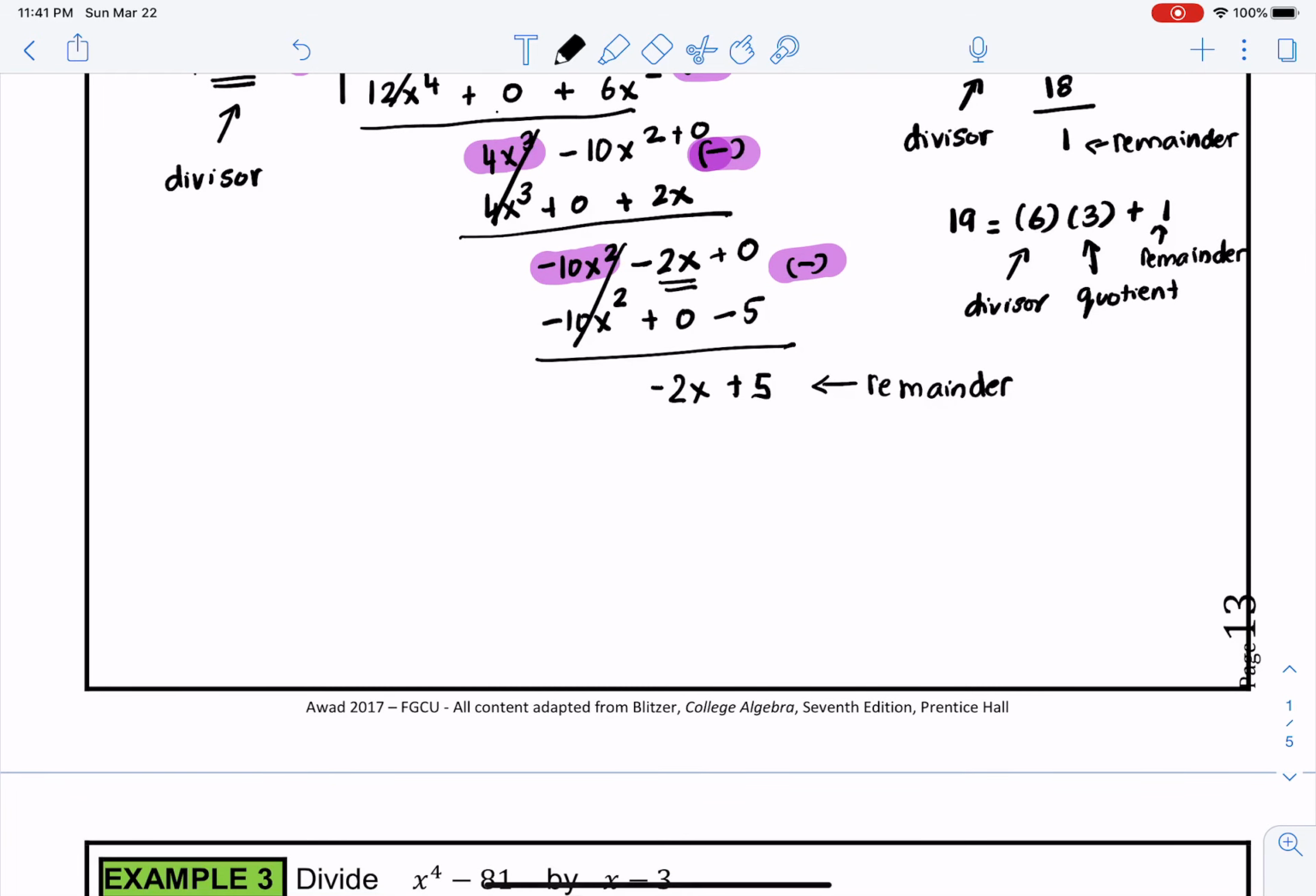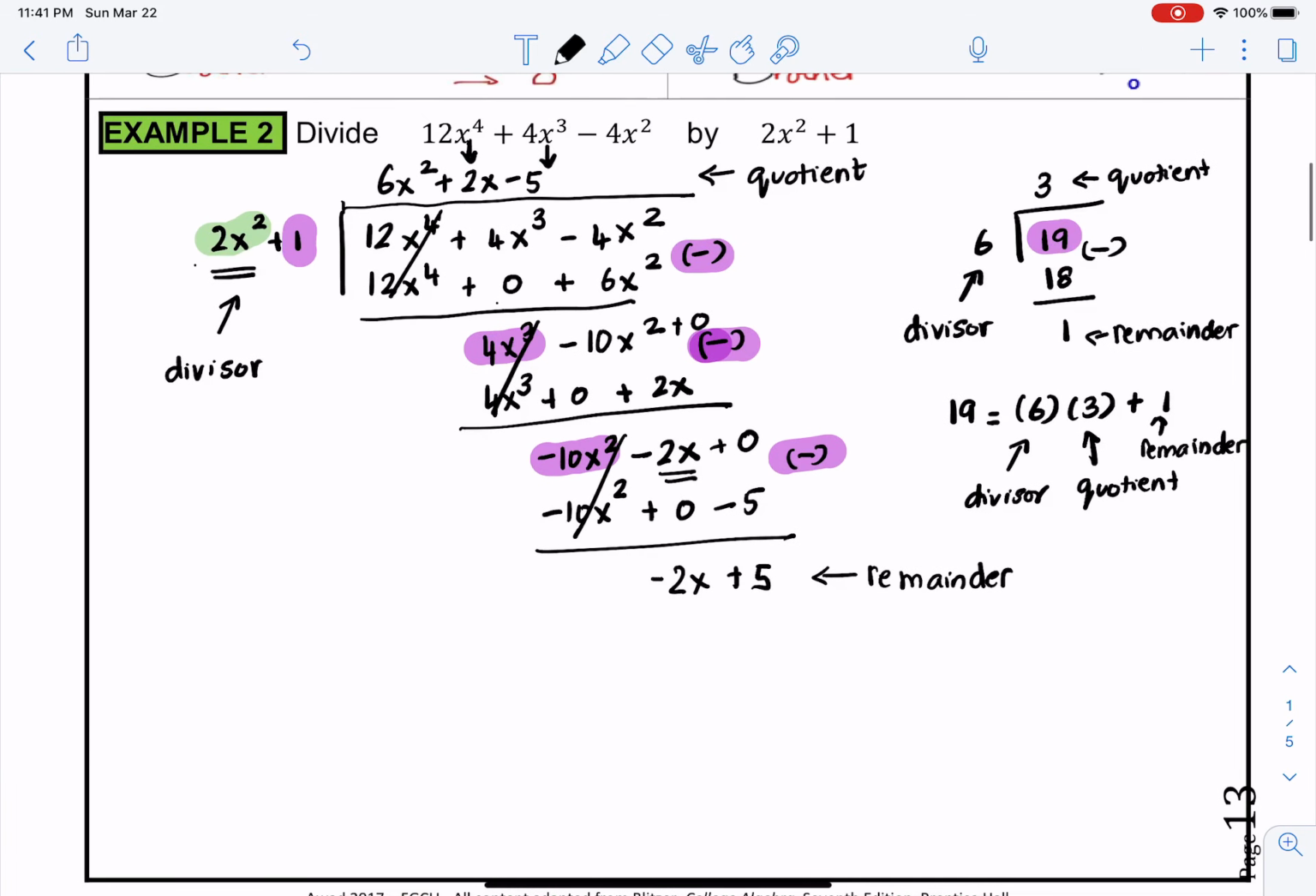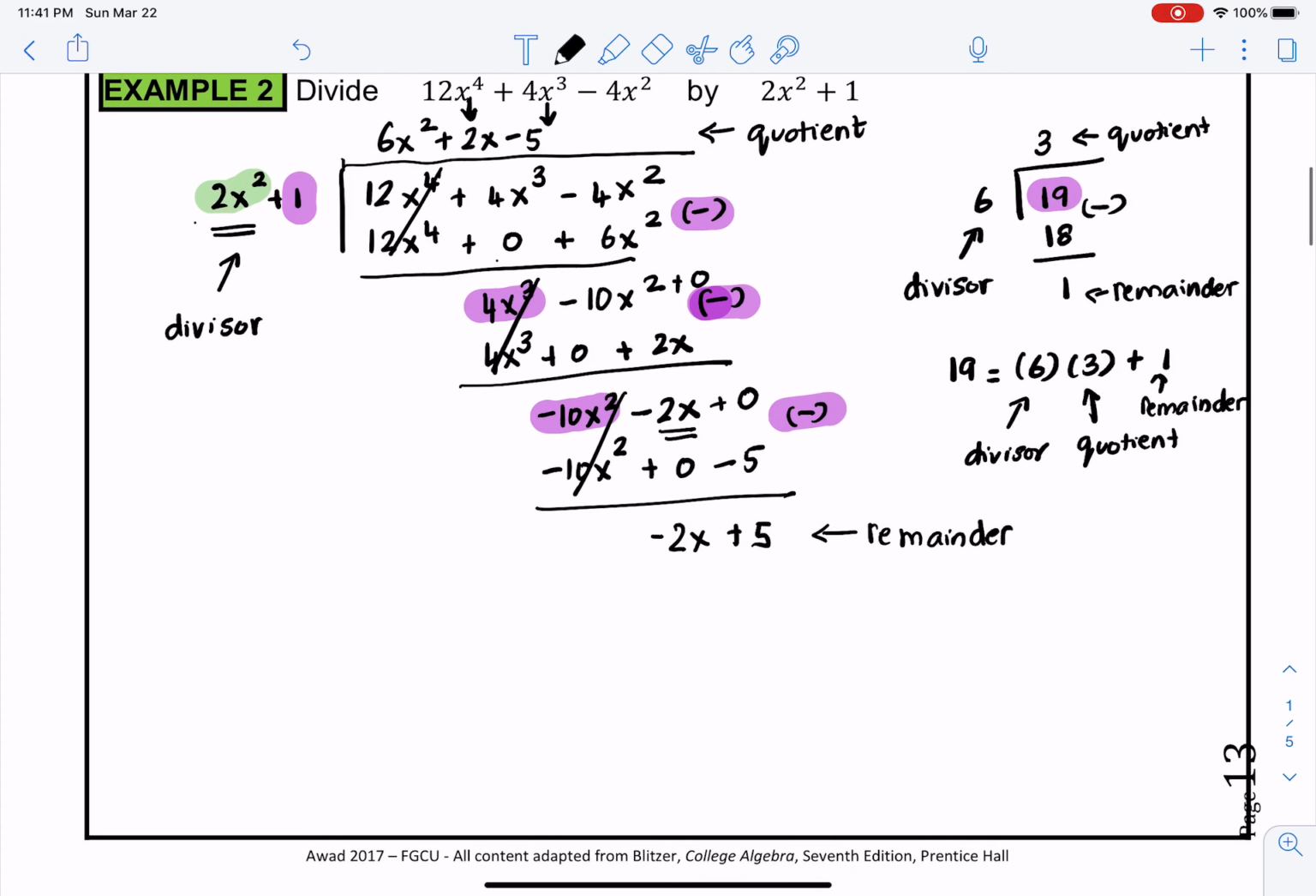So, in general, if we extend this idea over here, we have 12x raised to 4 plus 4x cubed minus 4x squared. That is our original polynomial function. We divided it by 2x squared plus 1, and the quotient ended up being 6x squared plus 2x minus 5, and the remainder is negative 2x plus 5.